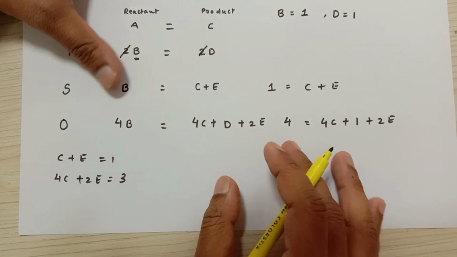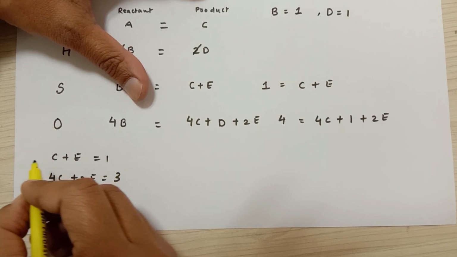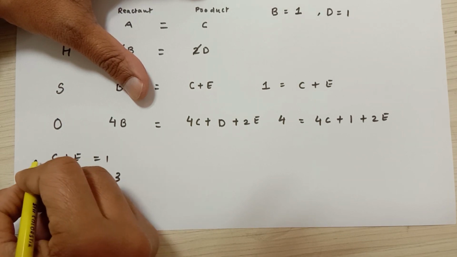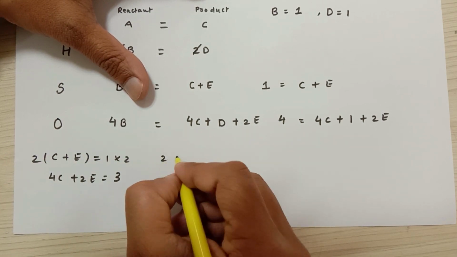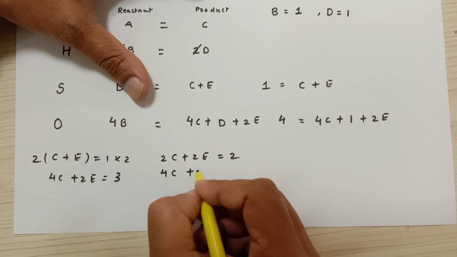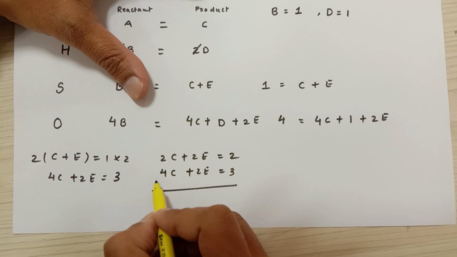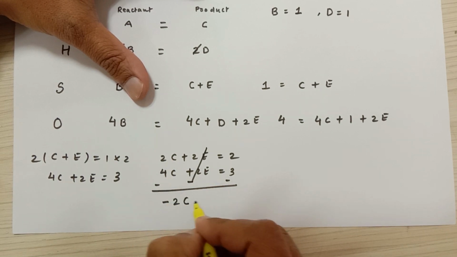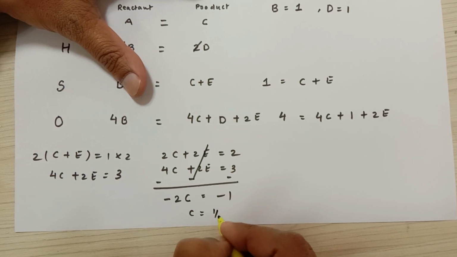Now I am supposed to solve this equation in 2 variables, right? So what I am going to do is multiply the above equation by 2, and then subtract it, so 2E gets cancelled. If I multiply both sides by 2, this equation reduces to 2C plus 2E is equal to 2, and then 4C plus 2E is equal to 3. Now I am going to change their signs. So plus becomes minus, and the minus and minus get cancelled. 2C minus 4C is minus 2C, equal to 2 minus 3, which is minus 1. Again from here I get C as half.